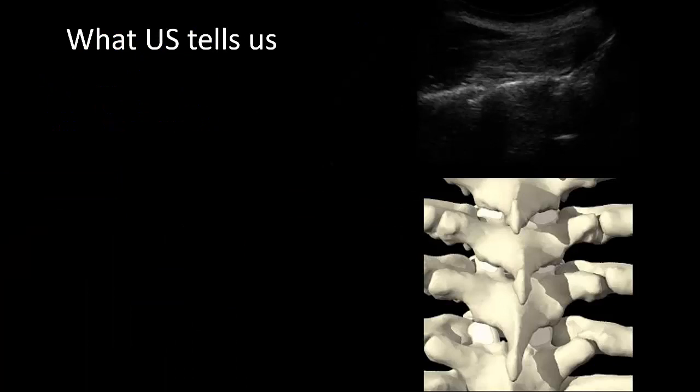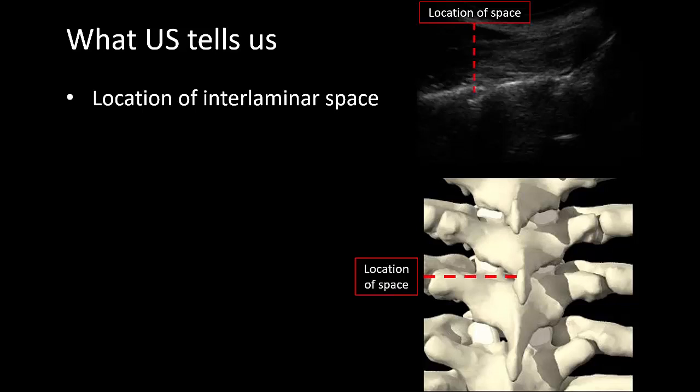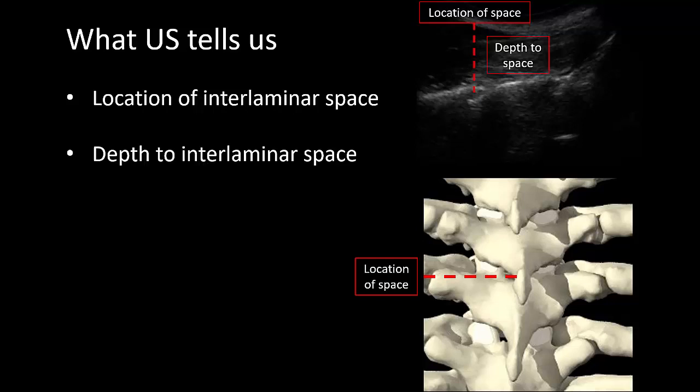What information do we gain from these images? Firstly, we know and can mark the transverse plane in which the interlaminar space is located. Secondly, we can measure the depth to the lamina, giving us the minimum needle depth required to reach the epidural space. As we will see later, the actual needle depth will be greater than this. But for now, this represents a safe minimum needle insertion depth.